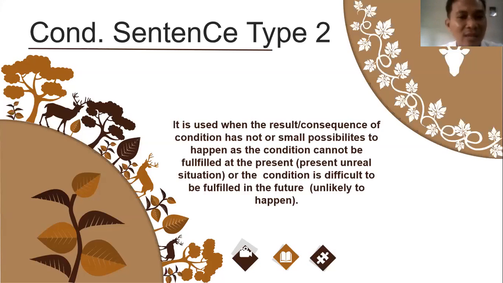The condition cannot be fulfilled at the present. So it's just like a present unreal situation, an unreal situation in the present. I hope it's not confusing you. Or in other words, you can say the condition is difficult to be fulfilled in the future. Even if it has not happened today, in the future it seems very difficult to happen. So it's unlikely to happen. It seems it's not possible, it's impossible, it's not probable to happen.